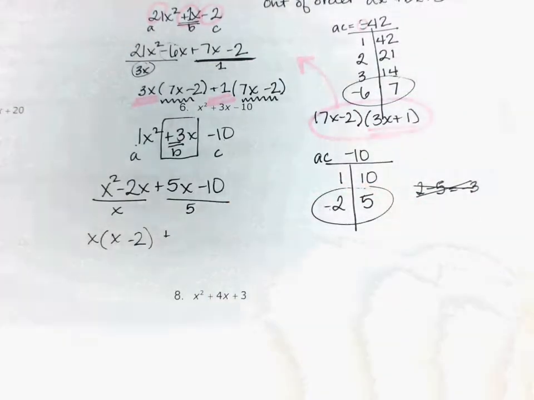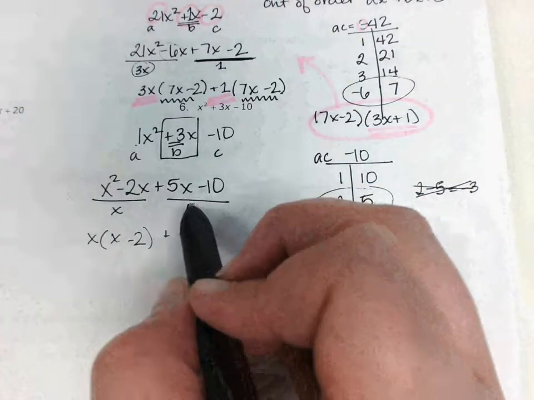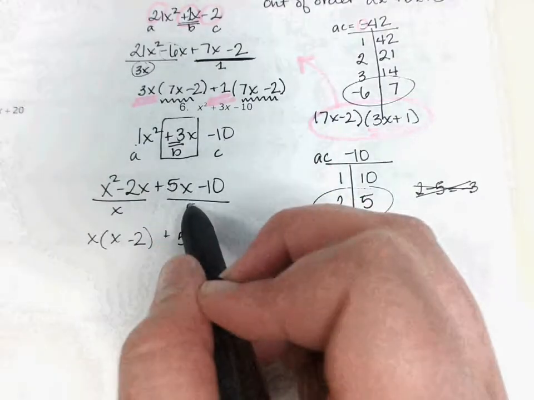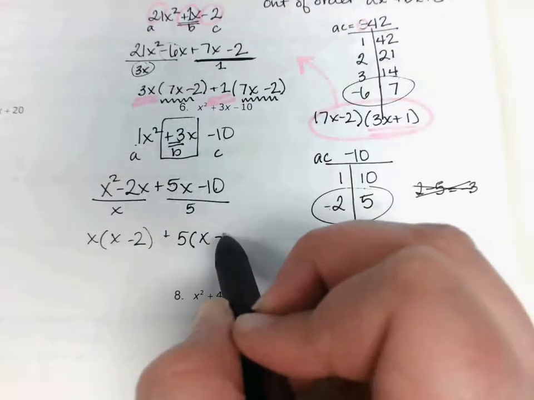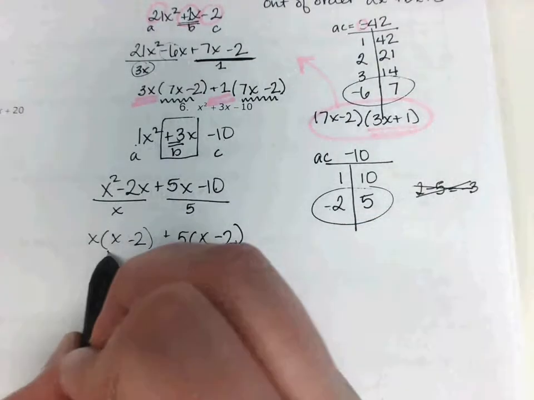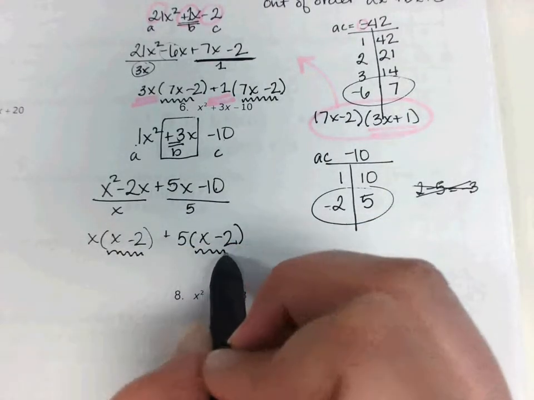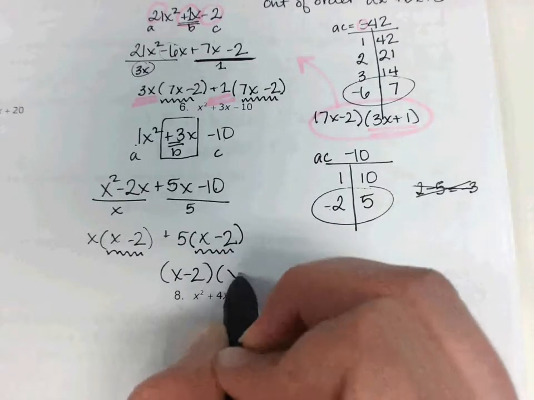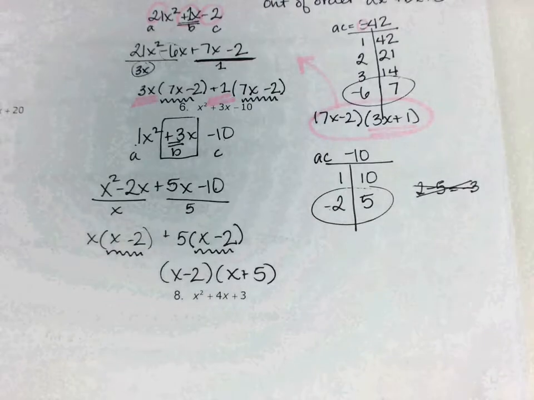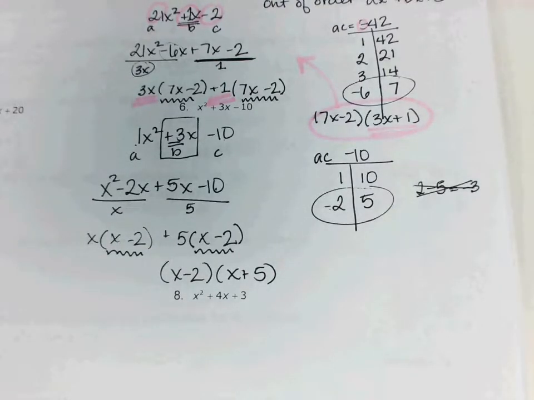Next two guys can both divide by 5. So 5 is going to go in the front. 5x divided by 5 is just an x left over, and then 10 divided by 5 is a minus 2. Then I look at my leftovers. They match each other. That means I can write my final factor: x minus 2 and x plus 5. Good.